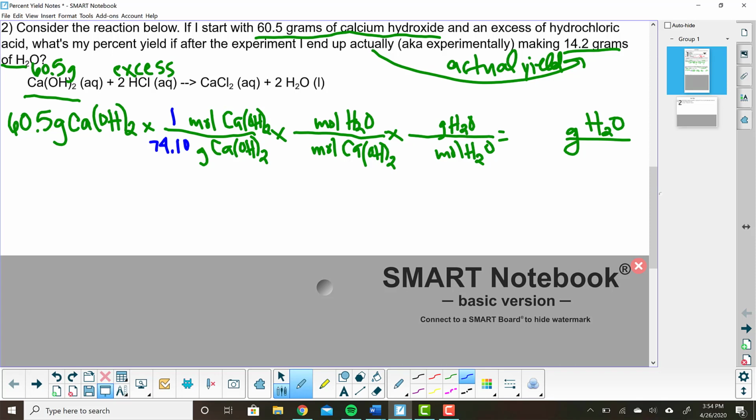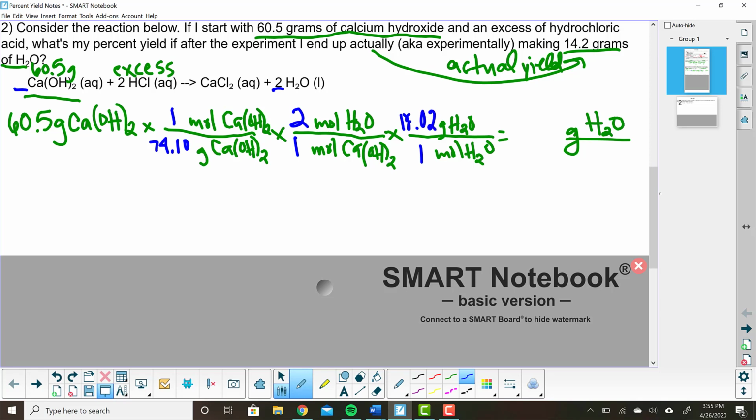Then the second conversion factor, that's a mole-mole conversion. So I need to use the coefficients from the balanced chemical equation, which says that there's 2 moles of water produced for every 1 mole of calcium hydroxide produced. Then, in the final conversion factor, I've got grams and moles again. So I've got molar mass, and the molar mass of water is 18.02.